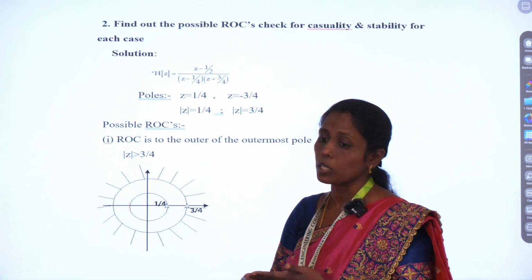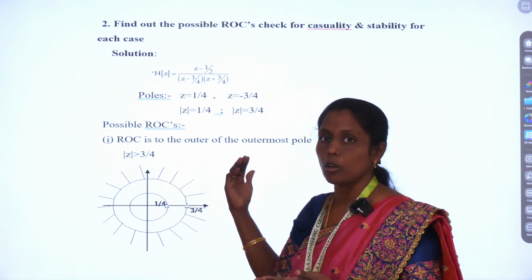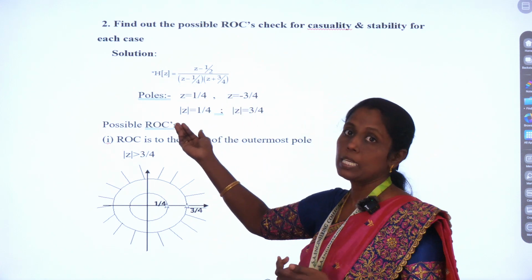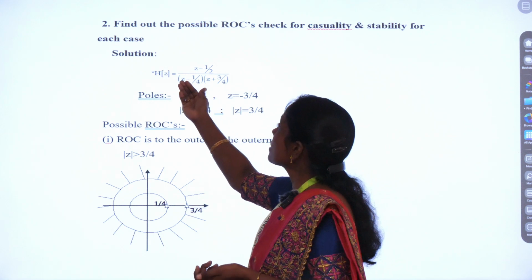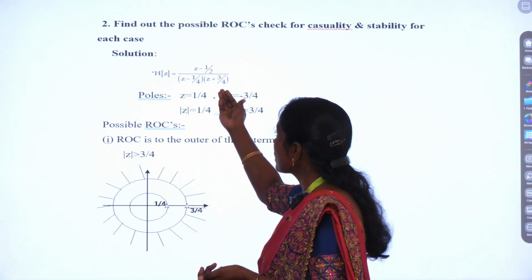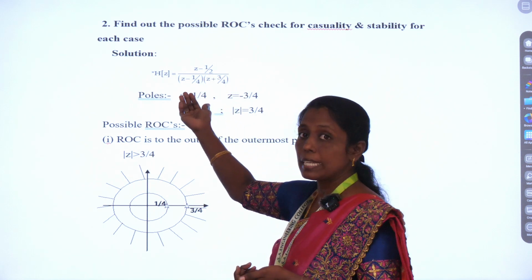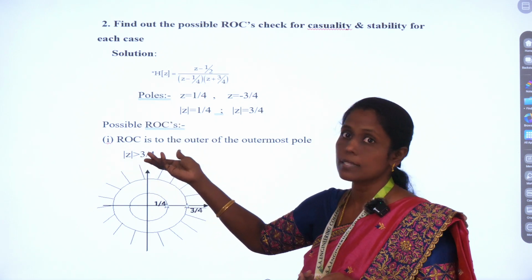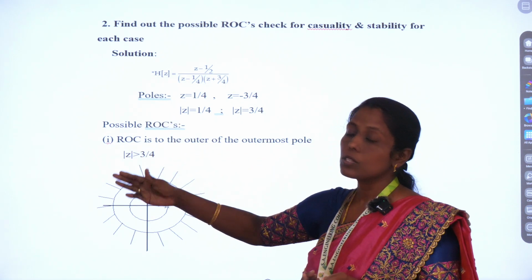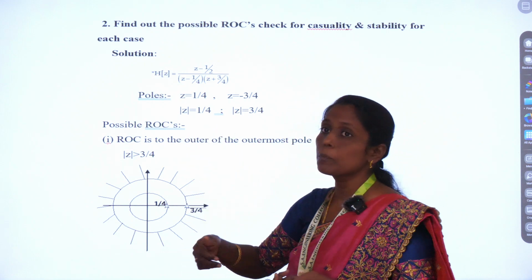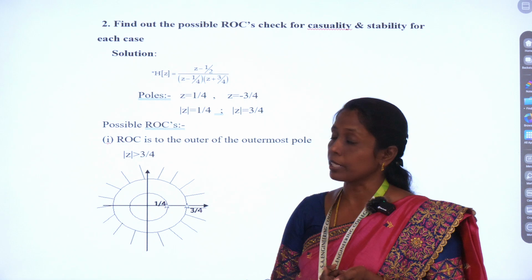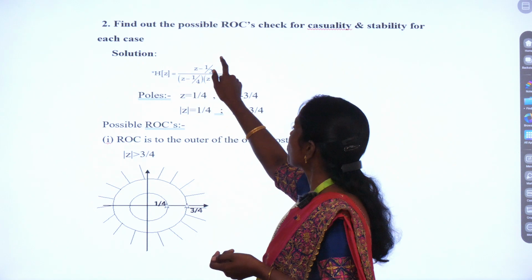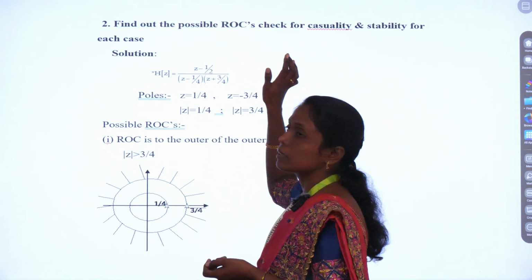Okay, so now we know what are the steps we have to follow to solve this problem. So first let us check whether the given equation is in the standard form. Check the denominator term, it is z minus 1 by 4 into z plus 1 by 3, z plus 3 by 4. So obviously it is in the standard form, so no need to rearrange this equation, it is already in the standard form. So skip step number 1. Let us move on to step number 2, getting the poles from the system function. So what are the poles in the system function? The poles are z is equal to 1 by 4 and z is equal to minus 3 by 4.